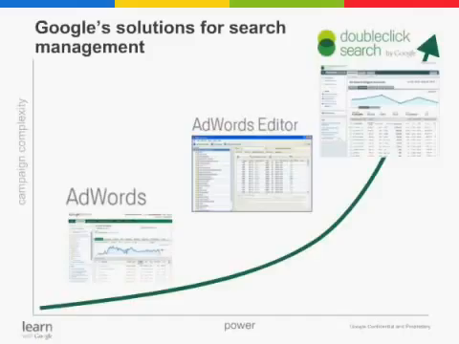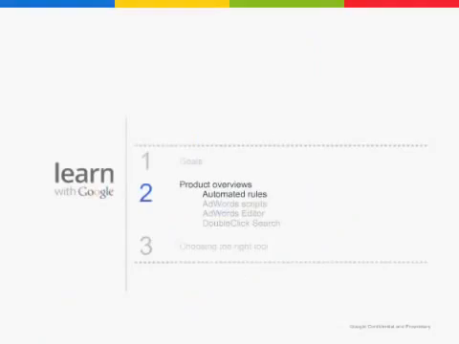So why is all of this important? As the number of campaigns, keywords, and ads go up, complexity grows exponentially, and the power needed to manage this complexity goes up as well. So to help you find tools to navigate this kind of complexity, we'll go over solutions in AdWords, AdWords Editor, and DoubleClick Search, starting with some of our AdWords features.